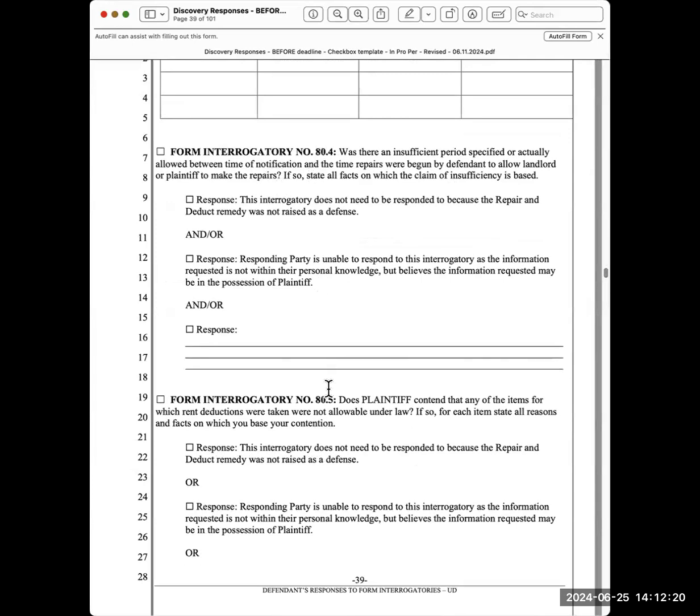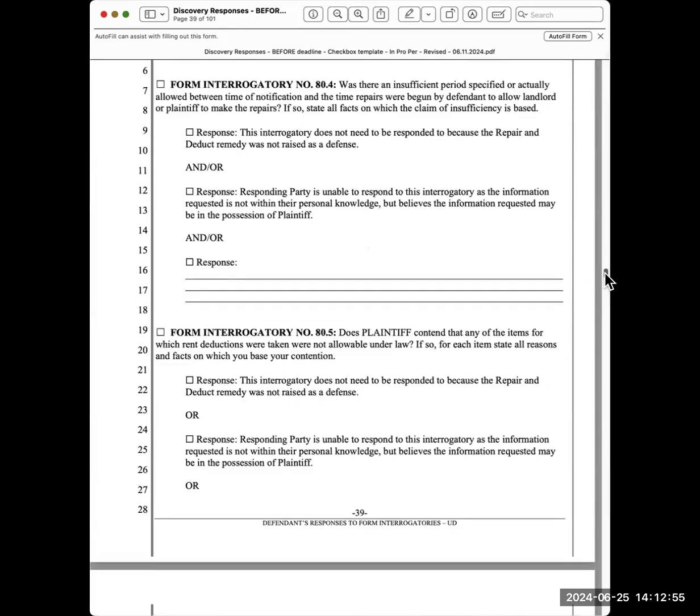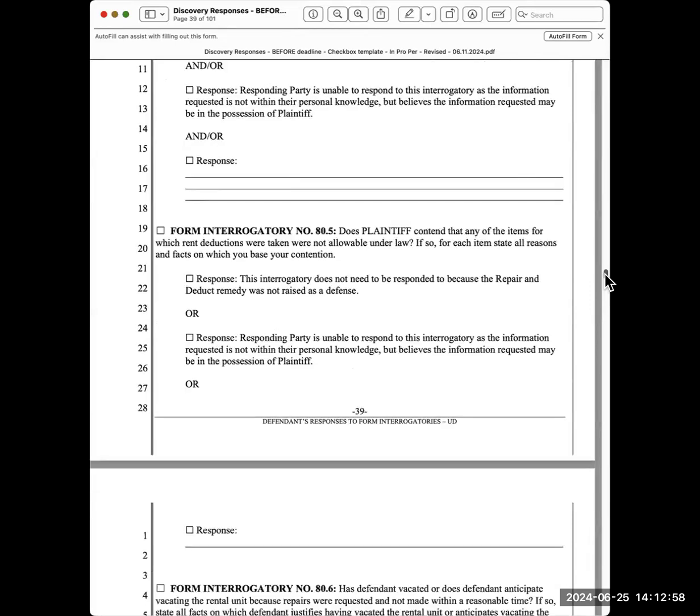80.4 again, and 80.5 again. If repair and deduct remedy was not raised as a defense, check here. If it was raised, the question is, was there an insufficient period specified or actually allowed between the time of notification and the time repairs were begun by defendant to allow landlord or plaintiff to make repairs? This is a question typically for the landlord or the property manager to answer, and that's why the second response is that you're unable to respond, but the information requested may be in the possession of the plaintiff or the property manager. Any other response, check here and put in your answer.